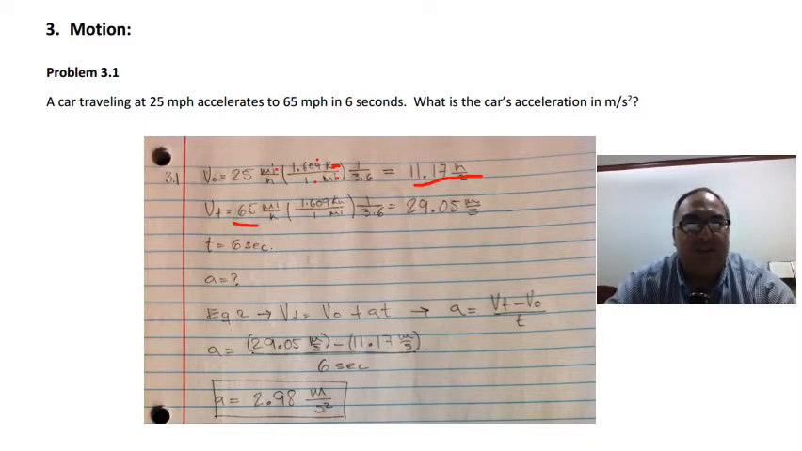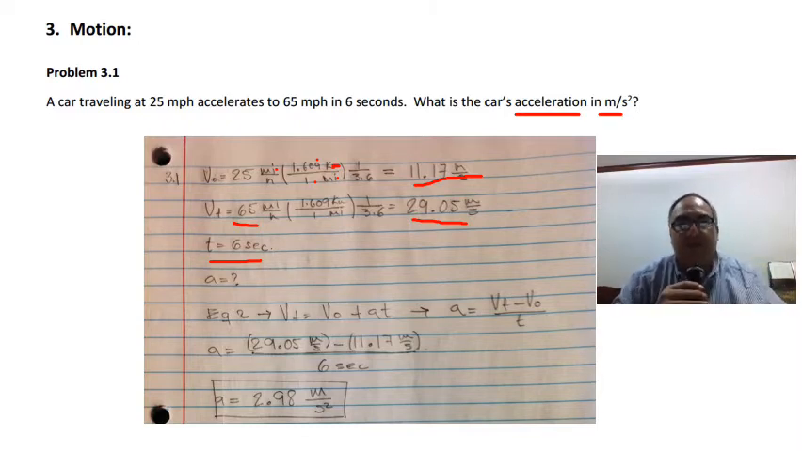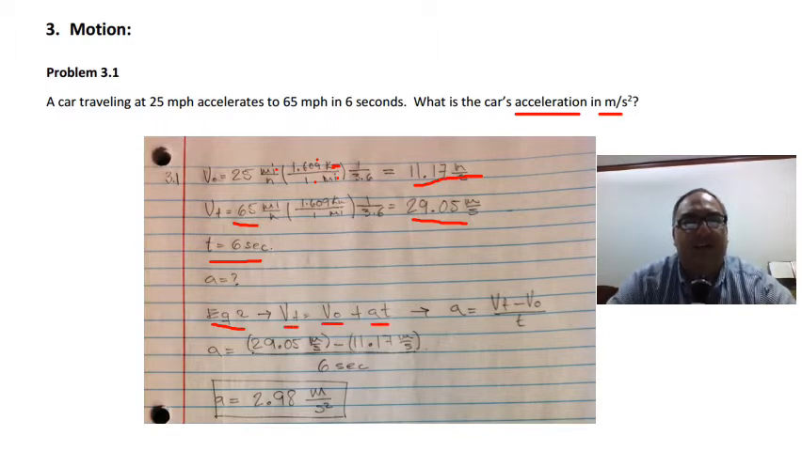We do the same for the 65, which is going to lead us to 29.05 meters per second. Remember to round. And we have 6 seconds of time. So they are asking us the acceleration in meters per second squared. So the acceleration, if it's moving, we use the kinematic equations. So which equation is the one that we're going to use? Equation 2 gives us final velocity, initial velocity, acceleration and time. We don't have distance, so we cannot use 1 and 3.